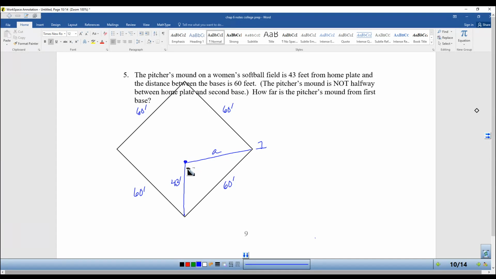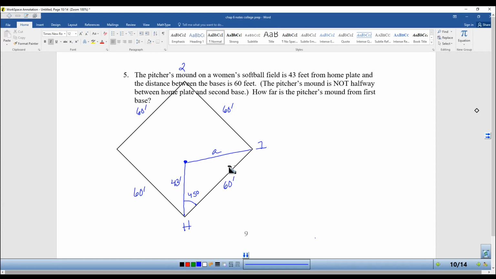is the pitcher's mound, while it's not halfway between home and second, it is going to cut this angle in half. So this 90-degree angle is going to be cut in half, and this will be a 45-degree angle. And that's what's not stated in the problem, but is needed to get the answer.